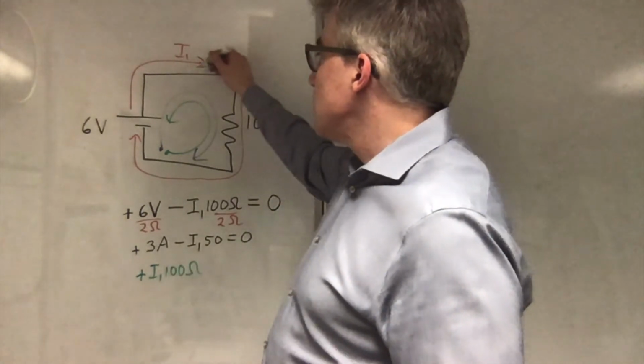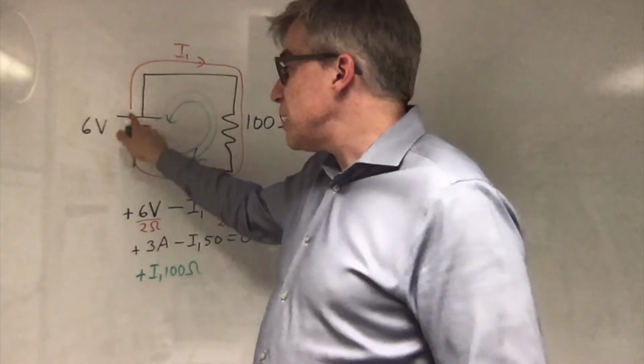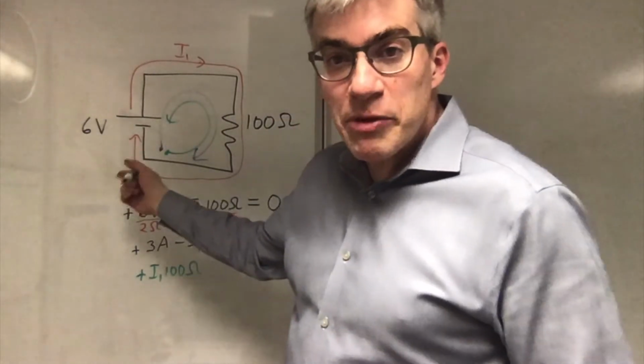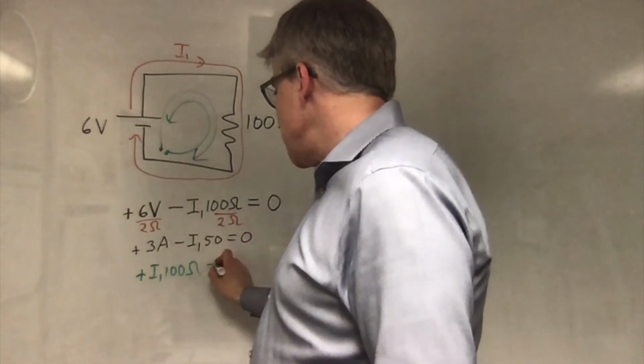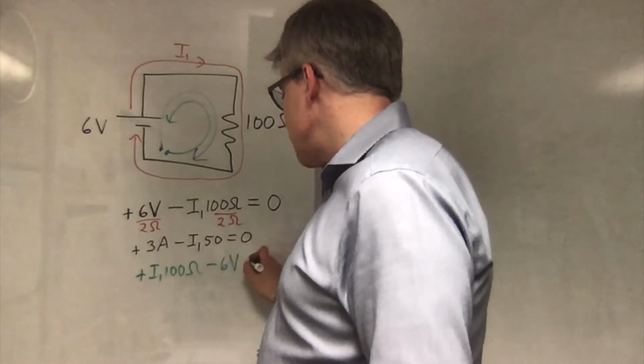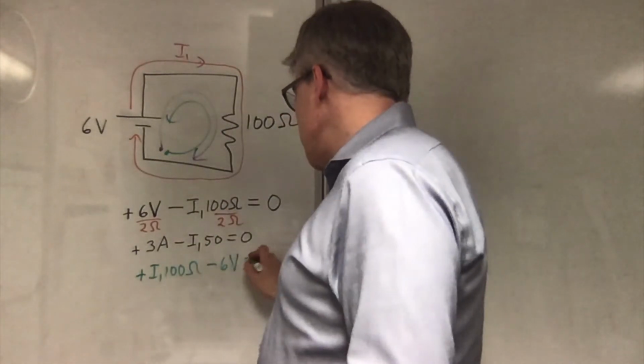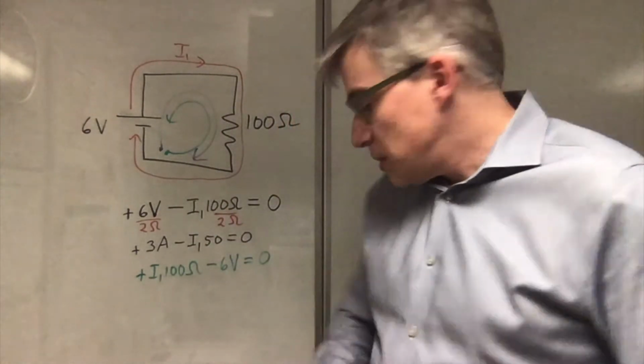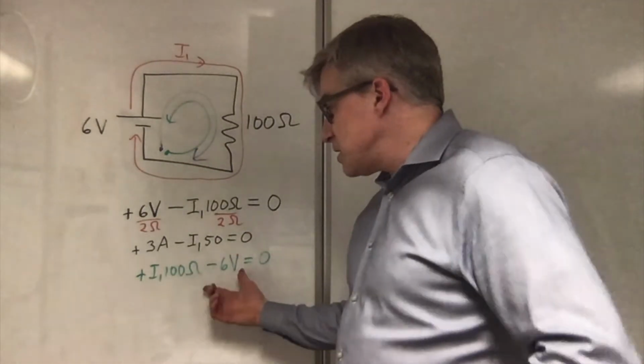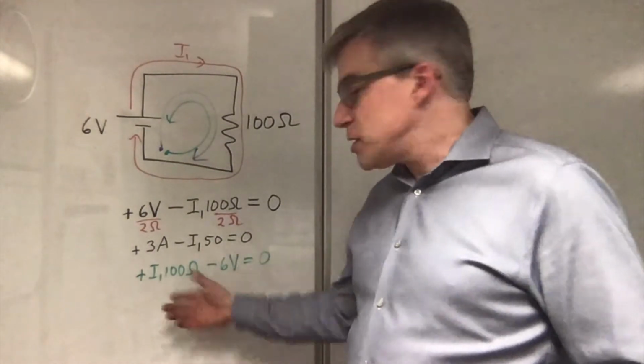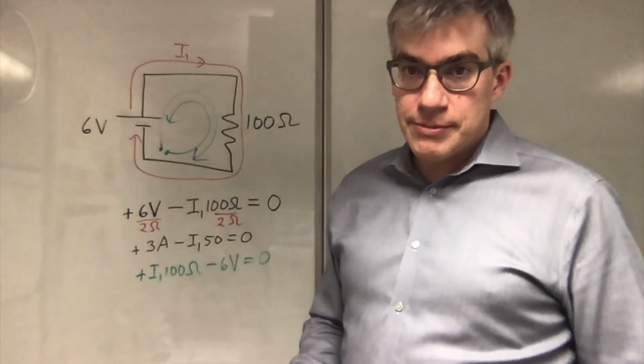And we continue, and then we hit a battery and we're going in the positive end. We're going in the battery backwards. So that ends up being a minus 6 volts. And then we're back where we started, and it equals 0. This is exactly the same equation multiplied by -1, so it has exactly the same answer.